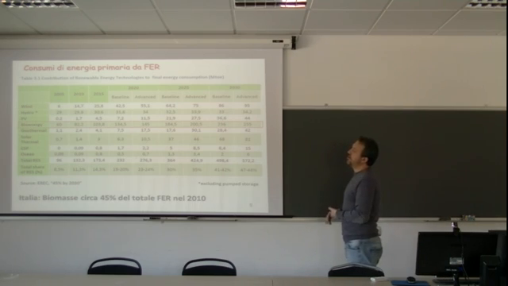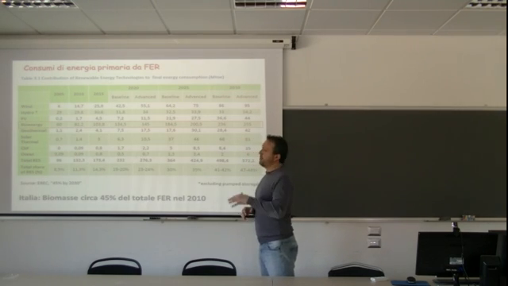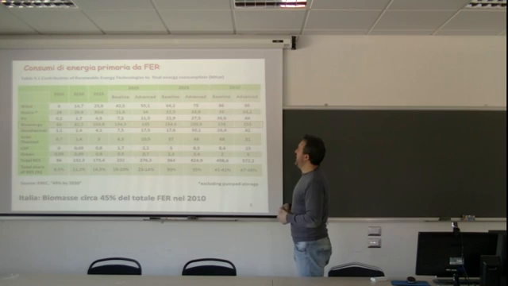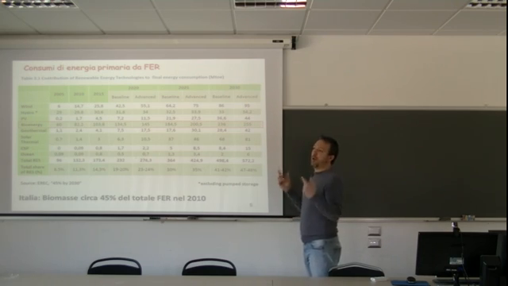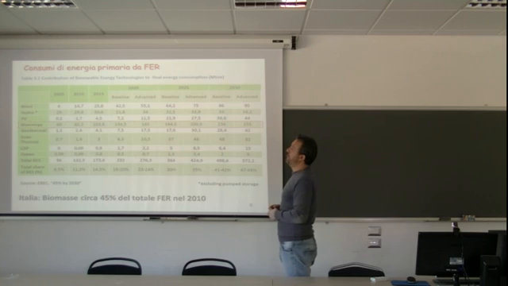This is a table that shows the trend of the different renewable energies, the trend in the past, and also the trend for the future. The most important thing in this table is that bioenergy is about half of the whole renewable energy sector, both in the past and probably in the future.